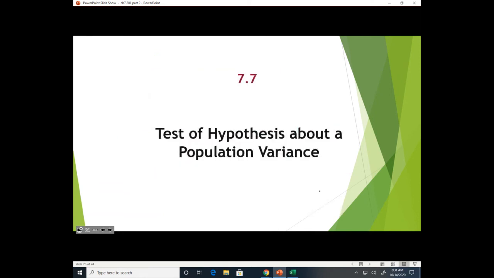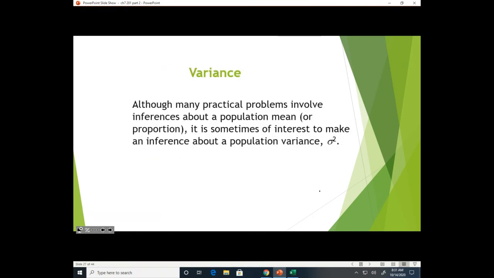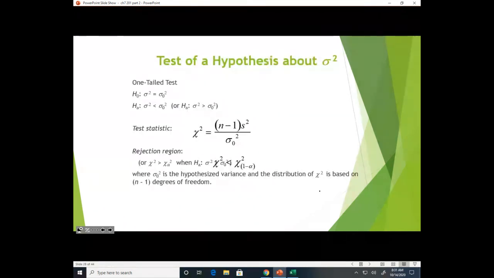Alright, so now we move on to a hypothesis test on a variance. Although many practical problems involve inferences about a population mean or proportion, it is sometimes of interest to make an inference about a population variance. Very rarely have I used a hypothesis test on a variance. So the null hypothesis is that the variance equals the true population variance, and then one-tailed, it's either less than or greater than the true.